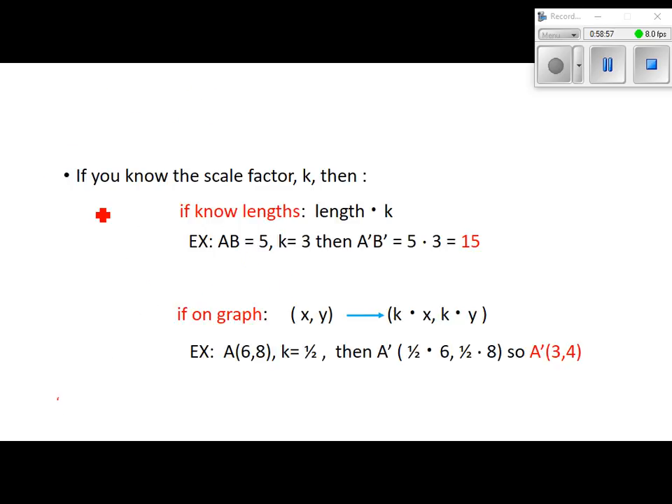All right, write this down. All you're going to do when you are given a scale factor is multiply. That's all you have to do. Remember how we multiplied by 2? And you told me that your original segment was 5, so the new segment was going to be 10. This is what you have to do.